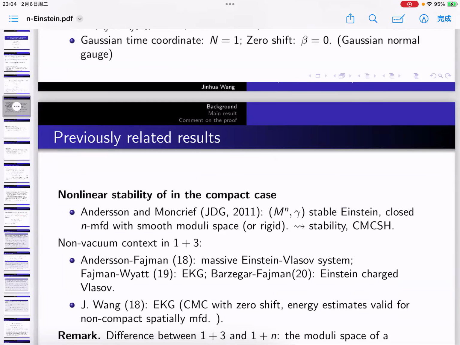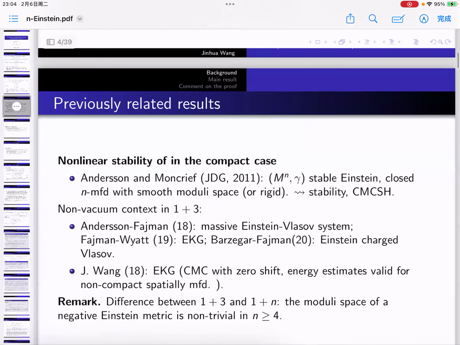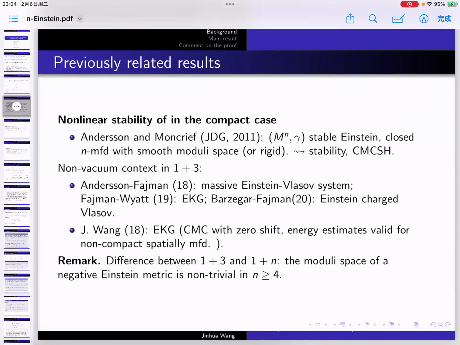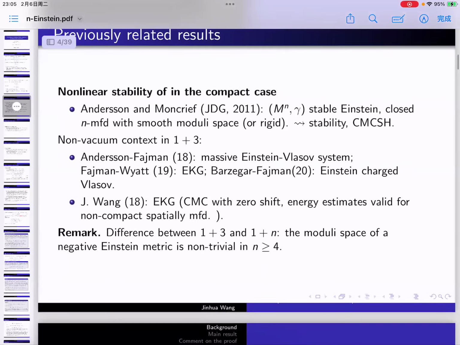Concerning this Lorentzian cone spacetime, there are some previous stability results. It was started by Andersson and Moncrief almost 10 years ago. Suppose this (M, gamma) is a stable Einstein manifold. It is also a closed n-dimensional manifold with smooth moduli space, or it could be rigid, an isolated point. Then they prove this stability of the Lorentz cone metric, and in their proof they use this CMC SH gauge.